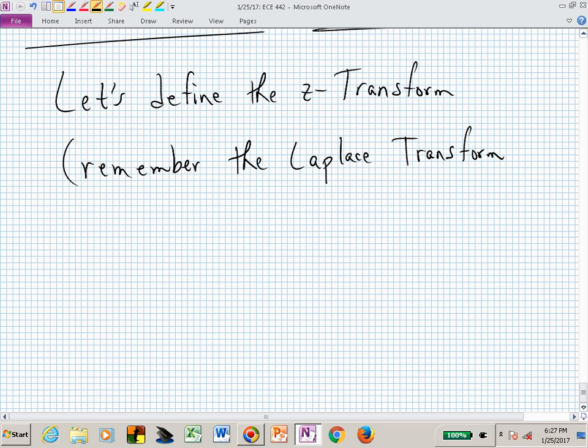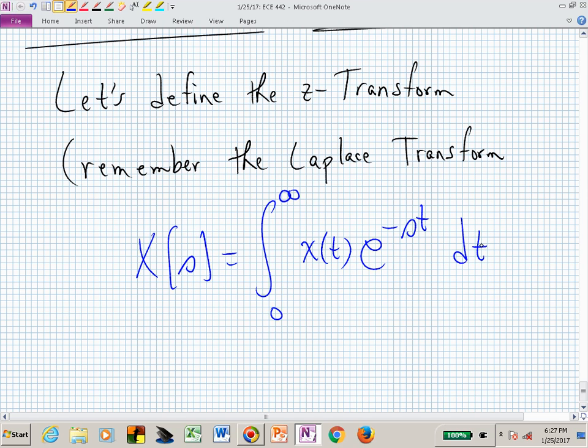I've already written this down earlier. The Laplace transform of a generic time domain waveform little x of t, we were calling capital X of s, and that was this integral from 0 to infinity of x of t weighted by some kernel, which was a complex exponential, e to the minus st dt.